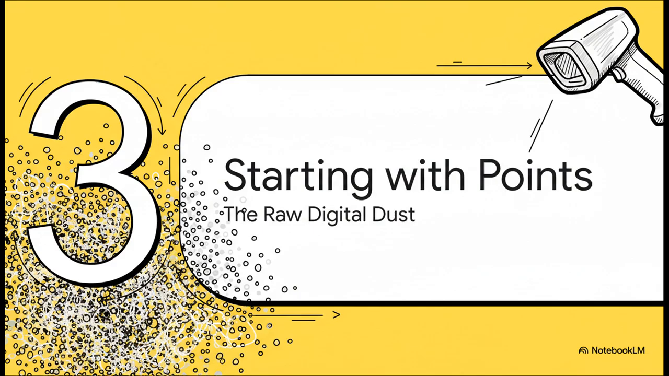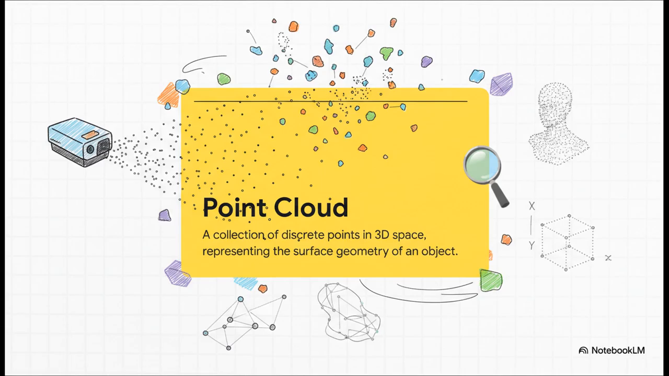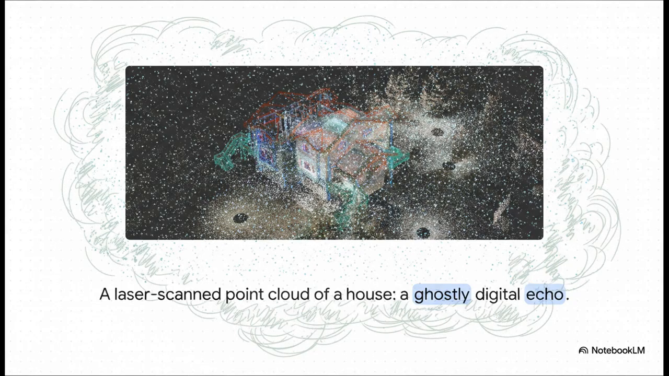Okay, so let's start at the very beginning, with the most raw, the most fundamental form of 3D data. This is often the very first thing a scanner captures. It's called a point cloud, and I want you to think of it as digital sand or maybe 3D confetti. A scanner, like a LiDAR sensor, shoots out light and measures millions of individual points on an object's surface. Each one of those points is simply a coordinate, an X, a Y, and a Z, just kind of floating in space.